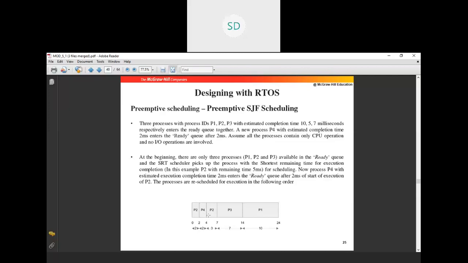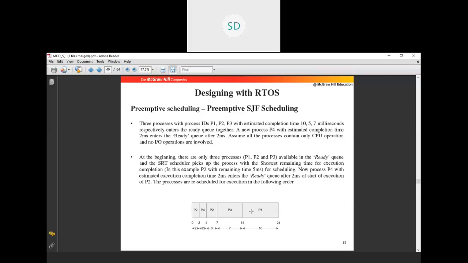So P2 will be executed. 4 plus 3 is nothing but 7 milliseconds. So at 7 milliseconds, the execution of P2 is complete. Now in the ready queue, I have only two processes, P1 with 10 milliseconds and P3 with 7 milliseconds, out of which P3 has the less execution time. So P3 will start its execution. The total time required is 7 milliseconds. 7 plus 7 is 14 milliseconds. At 14 milliseconds, P3 execution is complete.